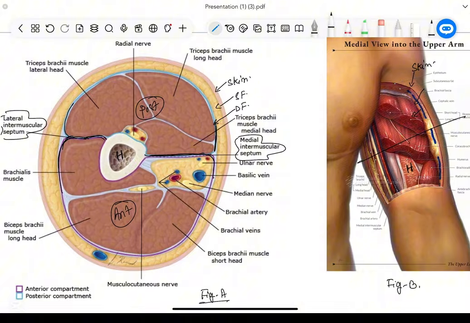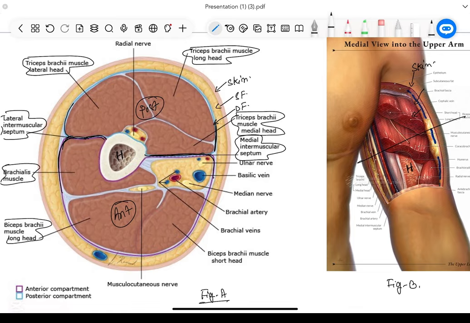In the posterior compartment, there is a single muscle with three heads, that is triceps brachii: long head, lateral head, and medial head. In the anterior compartment, there are a total of three muscles. One is brachialis, then biceps brachii, long head and short head. One more muscle is not shown here, that is coracobrachialis. So, in the anterior compartment, there are three muscles in total. Now, the action and nerve supply of each of these muscles is important for us.